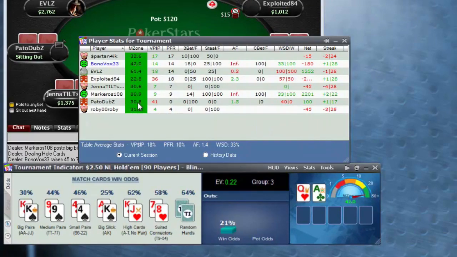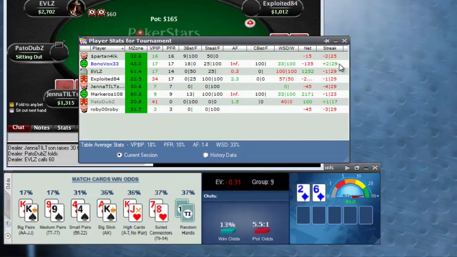Now we can see since I lost a hand recently, my net was minus 180. This streak column is also sort of coincidental with the net too, and that tells you how many hands in a row players have not participated or have lost money.